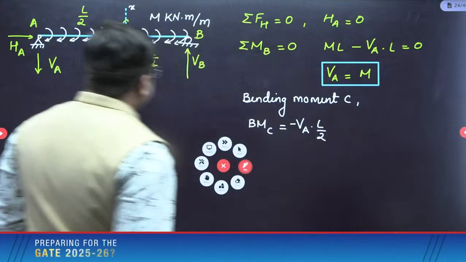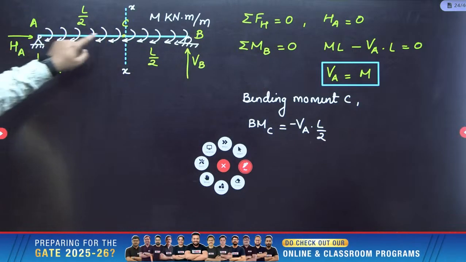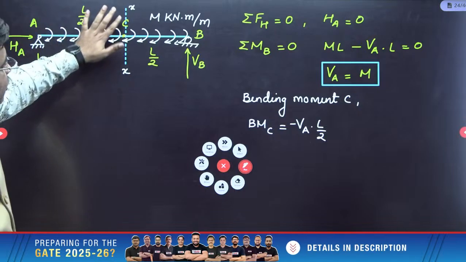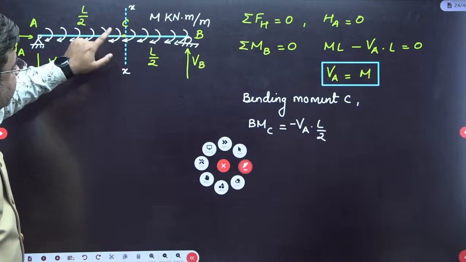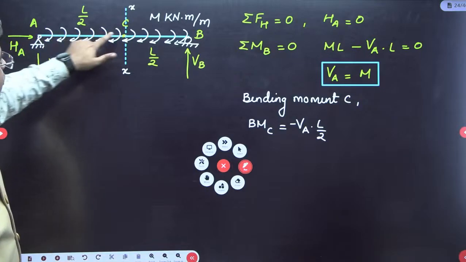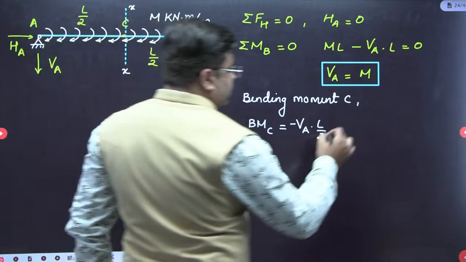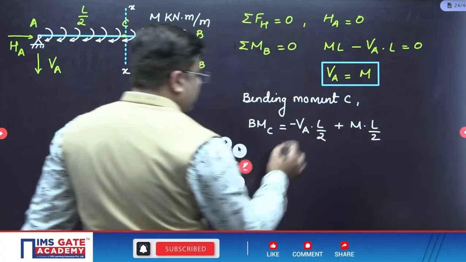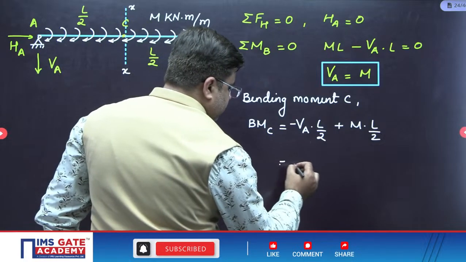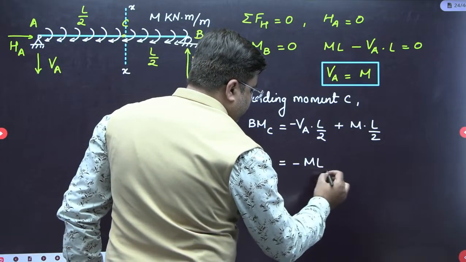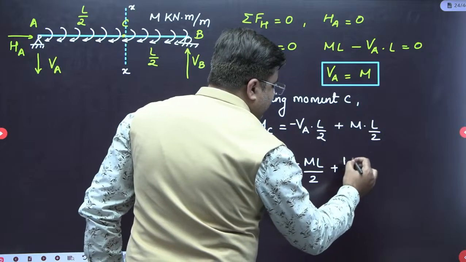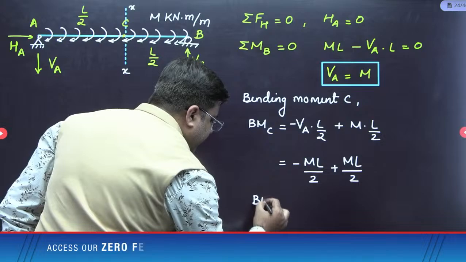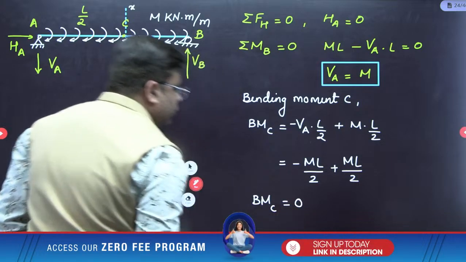Then this moment intensity will sag the beam, and what is the total moment that is acting over this section XX at C? That is equal to M into L by 2, and it's a sagging moment. So plus M into L by 2. Just now you calculated VA is equal to M. So this is minus ML by 2 plus ML by 2, and minus ML by 2 plus ML by 2 is equal to 0. So bending moment at C is equal to 0, right?